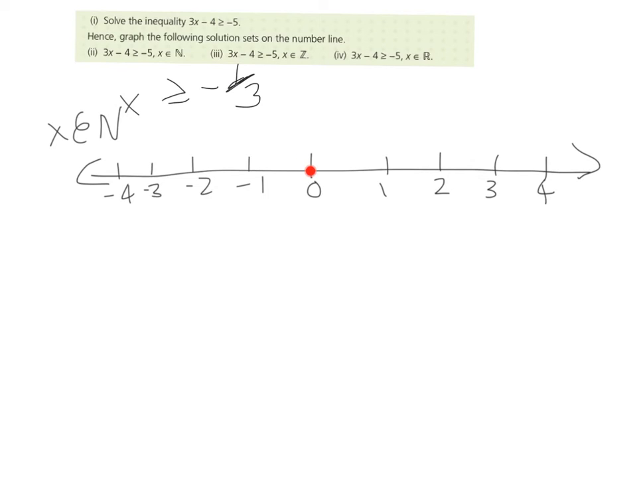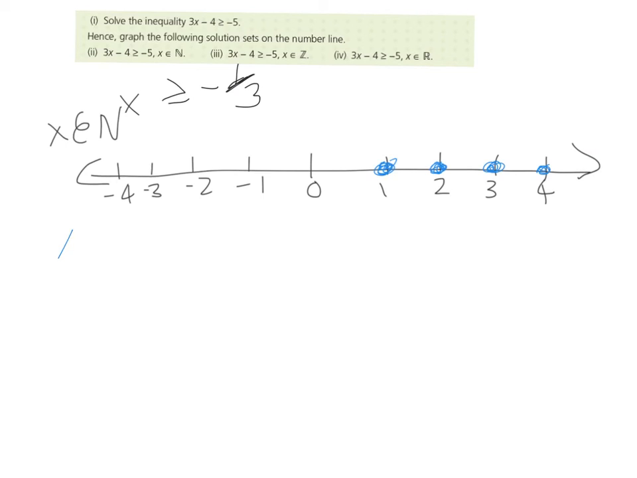Well, 0 is greater than minus 1/3, but that's not a natural number. 1 is a natural number, isn't it? So we can actually shade in 1. 2 is a natural number. We can shade in 2. 3 is a natural number. And 4. So these numbers here are all greater than minus 1/3. And this just means it goes on and on and on.